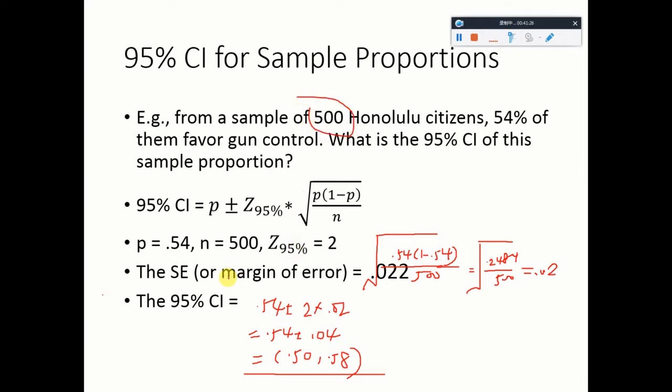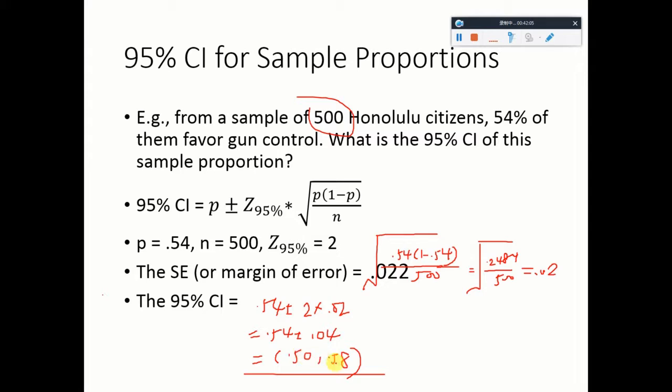That means, sure, we can make a single point estimate saying that based on the sample, there will be about 54% of all Honolulu citizens, not just the 500, because we're extrapolating this information to the entire population. So we can say that about 54% of all Honolulu citizens will be favoring gun control, but this percentage, the true percentage, might fluctuate around this value from 0.50 to 0.58.